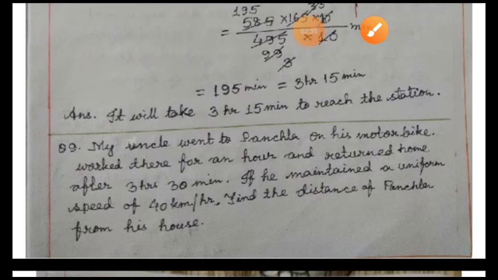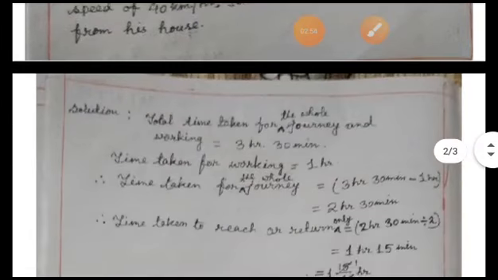Let us read the sum first. It is said, my uncle went to Panchla on his motorbike, worked there for an hour and returned home after 3 hours 30 minutes. If he maintained a uniform speed, that means the speed is constant, which is 40 km per hour, find the distance of Panchla from his house. So the solution is given.